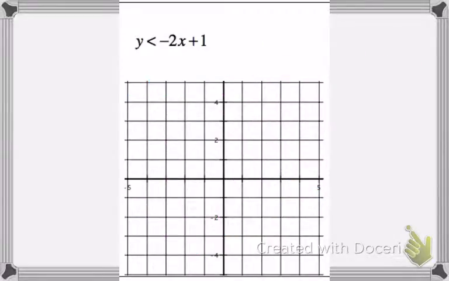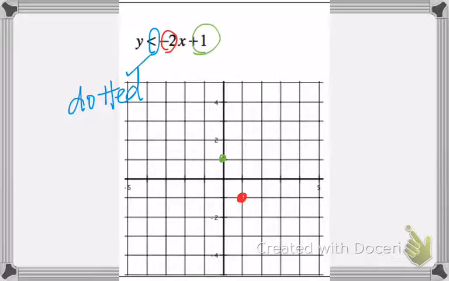So here's our next example. Plot your +1, and then use your slope to go down 2 and over 1. And our inequality right here is going to be dotted because it's a less than. So we're going to go like this and create a dotted line. Arrows on both ends. Now, because we have a less than, we're going to shade below the line.